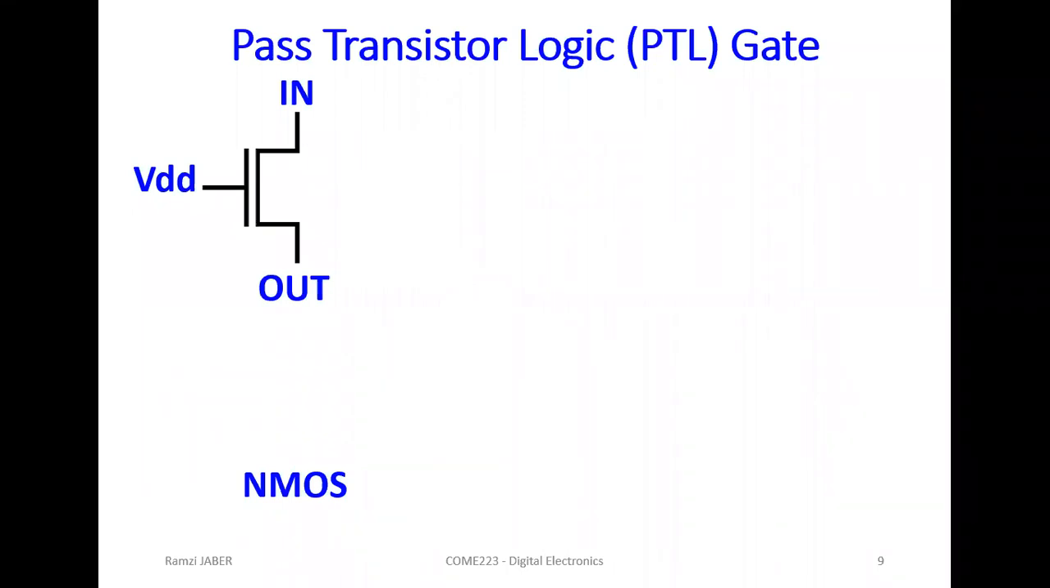What is a pass transistor logic gate? PTL, pass transistor logic gates. It is only one transistor that connects drain to the source. We have here drain, gate, source. So it's a transistor. If it's on, then the drain will be connected to the source.